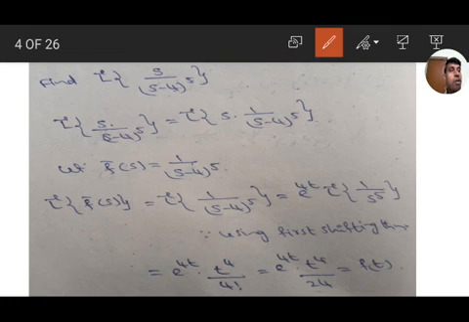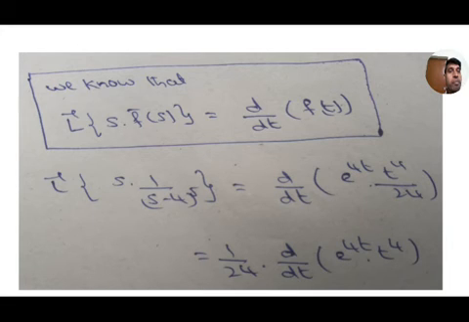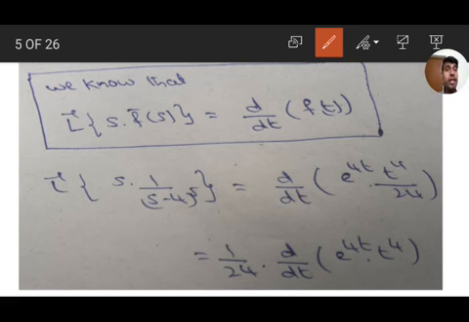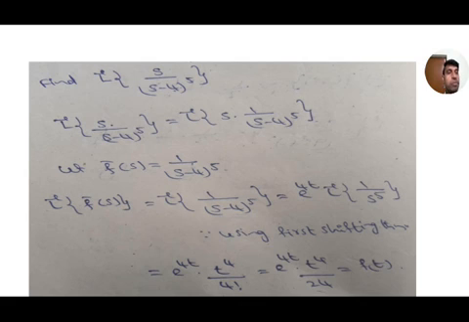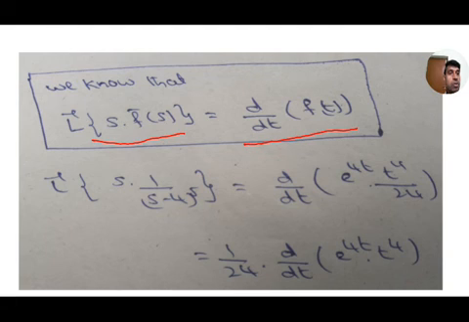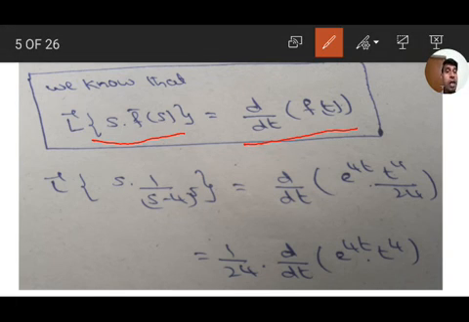Next, we know the formula for multiplication by s. L inverse of s into f bar s equals d by dt of f of t, the first derivative of f of t. And we got here f of t equal to 1 by 24 into e to the power of 4t into t to the power of 4. Therefore L inverse of s into 1 by (s minus 4) whole to the power of 5 equals d by dt of e to the power of 4t into t to the power of 4 by 24.